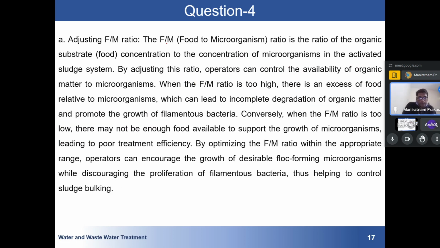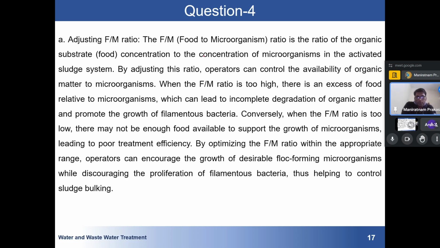So I hope you have understood what sludge bulking is. Adjusting food by mass ratio, first option. Food by mass ratio is food to microorganism. Whenever I say mass, it means mass of microorganism. Different books refer to it by different terms. Someone will say food by mass, someone food by microorganism, but the general term is food by mass only.